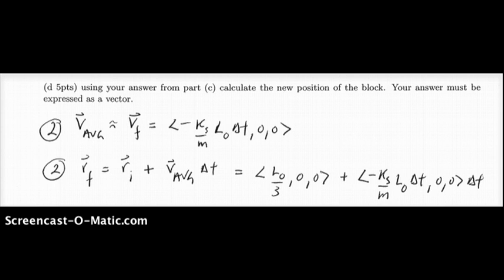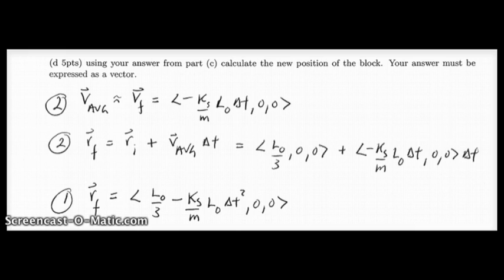We know that the initial position vector of the block is the relaxed length divided by 3, 0, 0, and we must add that to the average velocity vector, which is just our final velocity vector of -K sub s divided by m times the relaxed length of the spring times delta t, 0, 0, and then times delta t. Thus, the final position vector is equal to L sub 0 divided by 3 minus K sub s divided by m times L sub 0 times delta t squared, 0, 0.